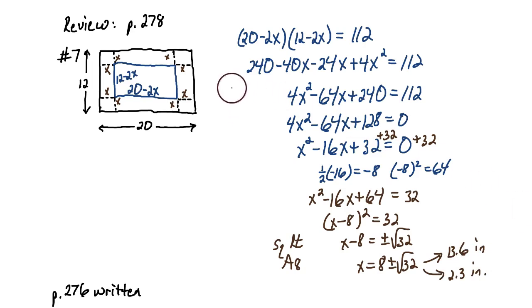Now going back to the original problem, remember this was a real piece of metal, the corners are cut out, and it's folded up to create a box. Are both of these answers possible? Well, x can't be 13.6 because that number is larger than the entire width of the metal to begin with. So we need to cross that one out. The only answer that works is the 2.3 inches.